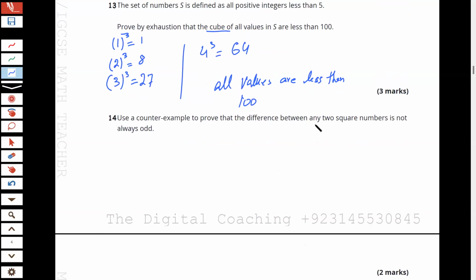Next, he says to use a counter example and prove that the difference between any two square numbers is not always odd. So the difference between two square numbers. One is a square number, n square. We have to do it by the counter example. We have to look for an example where we take two square numbers. One is a square because it can be written as 1 square. 4 is a square number because it can be written as 2 square, right?